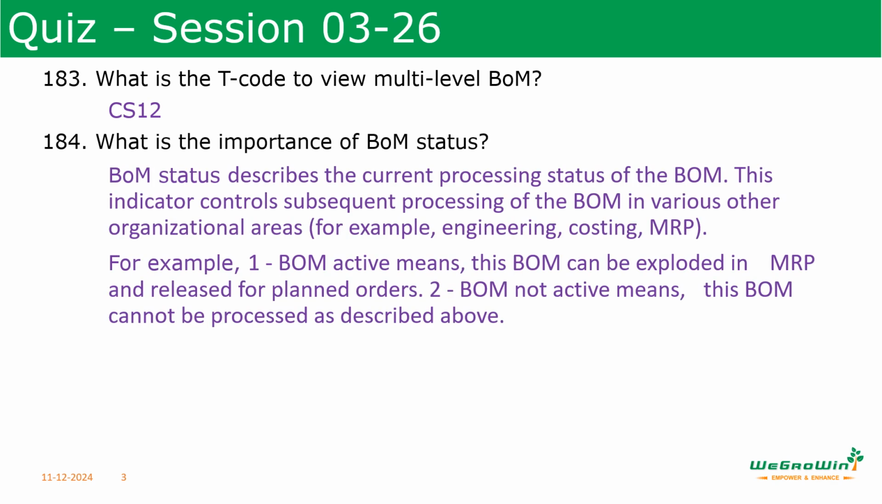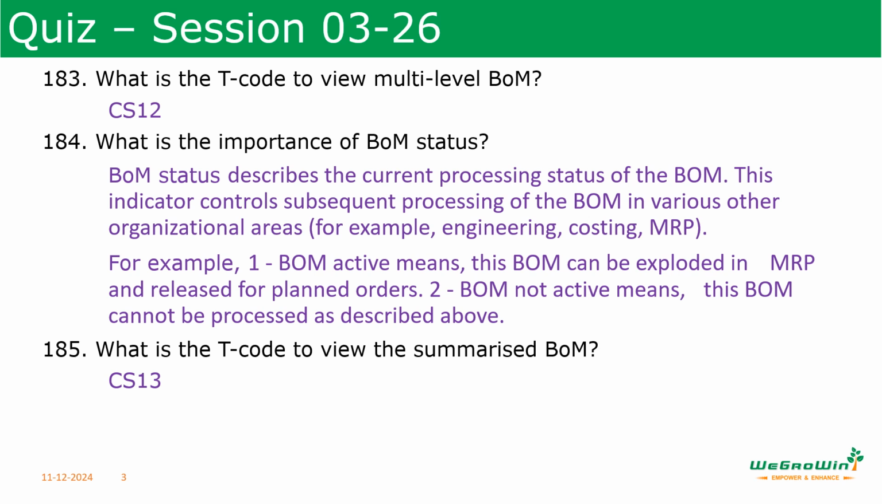What is the T code to view multi-level BOM? CS12. What is the importance of BOM status? BOM status describes the current processing status of the bill of material. This indicator controls what are the various processes that can be done with the BOM. For example, if we use the status as 1, this BOM is active, which means it can be exploded in MRP, it can be released for planned orders, anything. If we select status 2, which is not active, this means BOM cannot be processed for any other process.